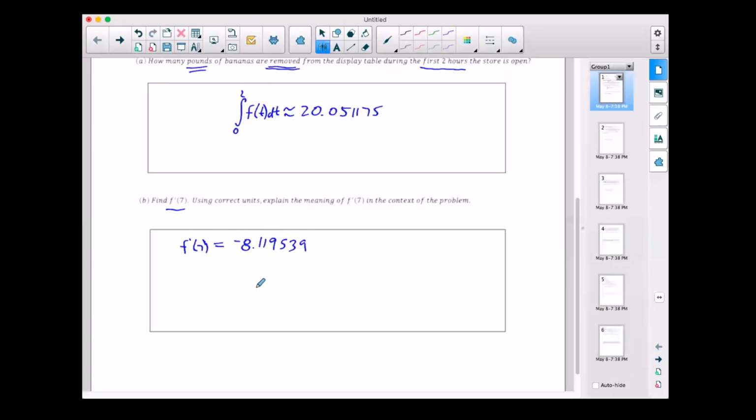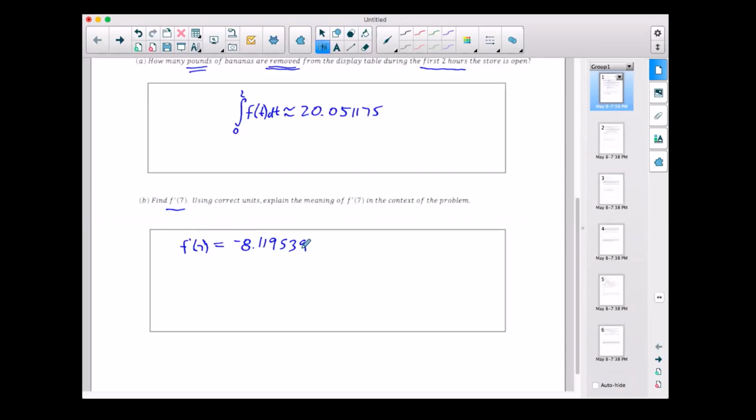And so this is a good example of that. It says find f prime of 7. Sometimes you do that and you feel so excited you want to move on, but there's more to it, right? It says using correct units, explain the meaning of that f prime of 7 in context of the problem. So I can also pretty much guarantee you on the FRQs at some point, you're going to have to interpret a derivative, and you're probably going to have to interpret an integral on the test.